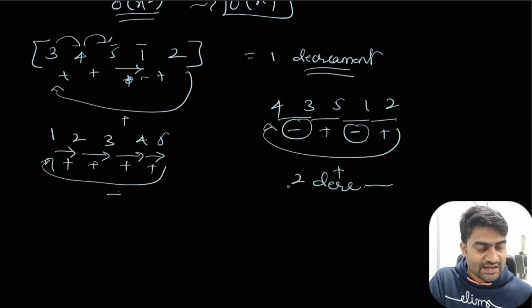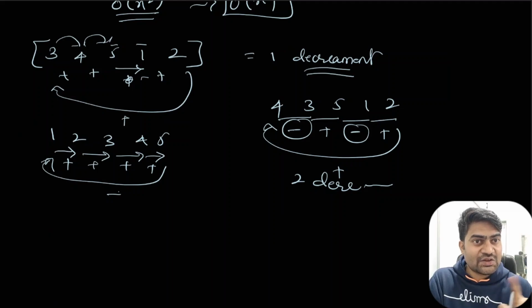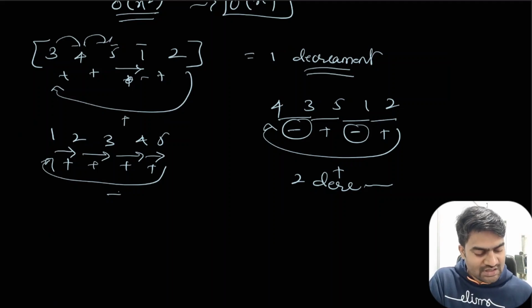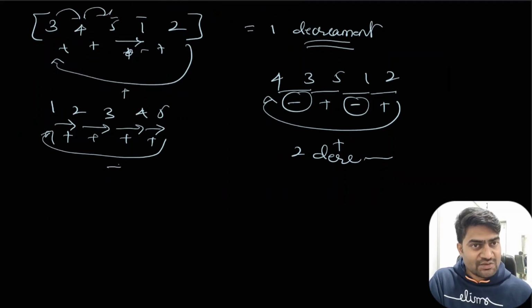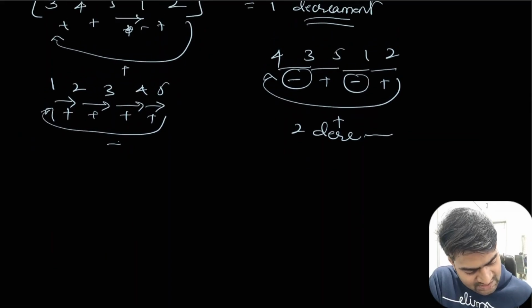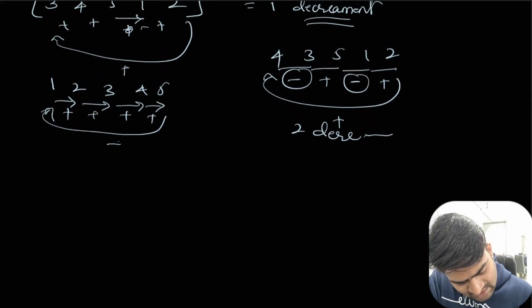This is in the case of a non-sorted and rotated array. So if it is sorted or sorted and rotated, then there will be only one decrement in the circular array if you check. Okay, maybe we will utilize that logic. Let us try to write the pseudocode for this one.